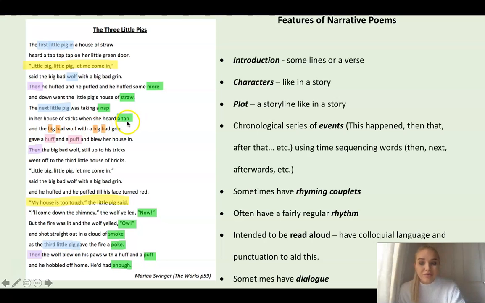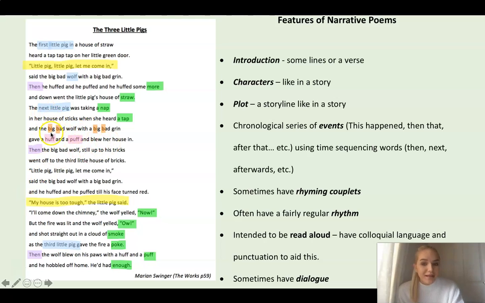We can see that there's some rhyme here. More, straw, nap, tap, now, ow, smoke, poke, puff, enough. Now this rhyme tells me that it could be a narrative poem. I can kind of see here that there is some rhythm. Gave a huff and a puff and blew her house in. Then the big bad wolf, still up to his tricks, went off to the third little house of bricks. It's a nice rhythm. The syllabic pattern that this poet has used is really, really nice to read. It is nice rhythm for us to read.